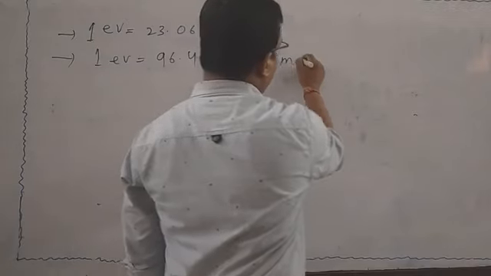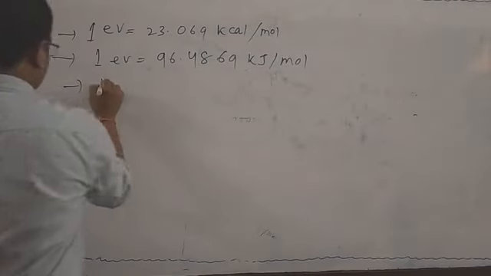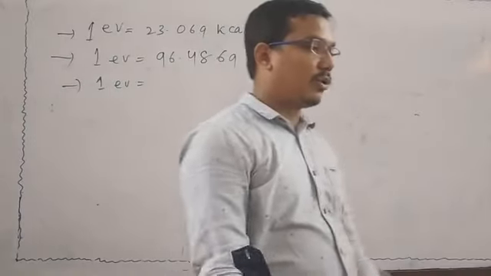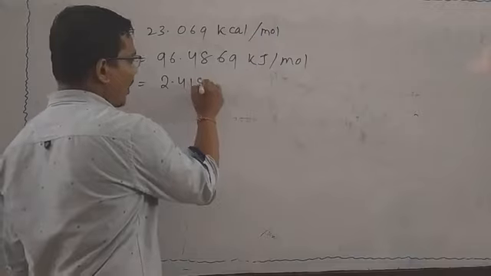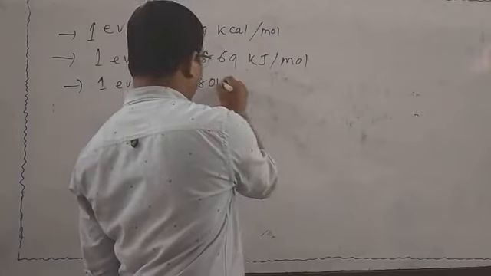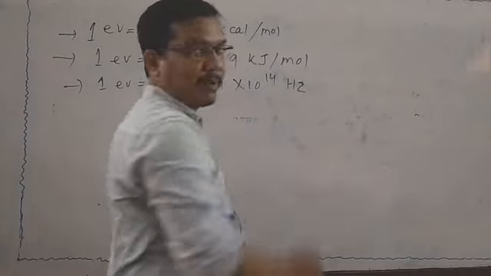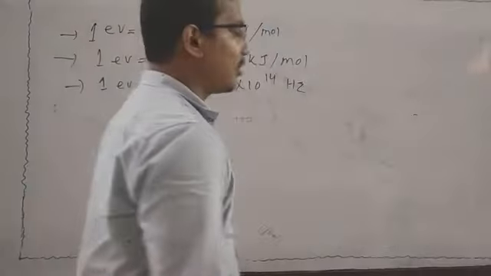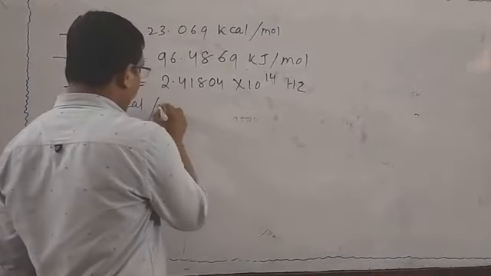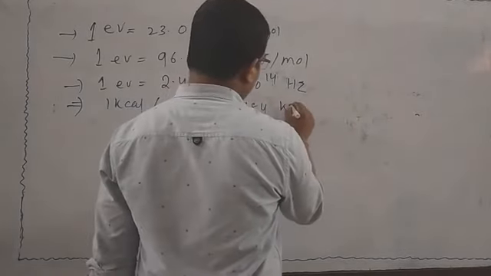96.4869 kilojoule per mole. Next, you can also convert 1 electron volt in terms of hertz, that is 2.41804 into 10 to the power 14 hertz. You must remember this, otherwise you cannot convert. Next, 1 kilocalorie per mole equals 4.184 kilojoule per mole.